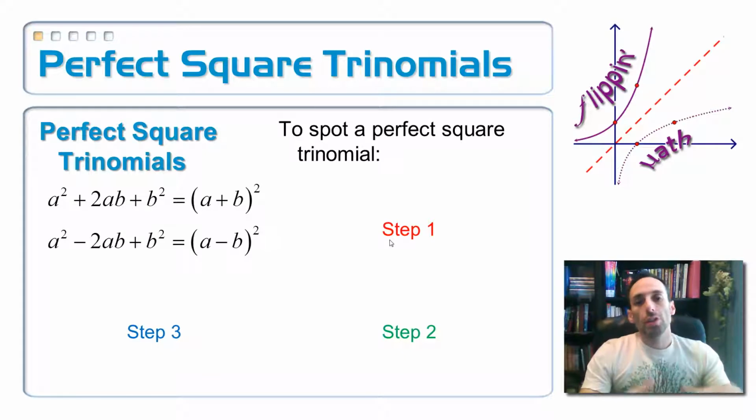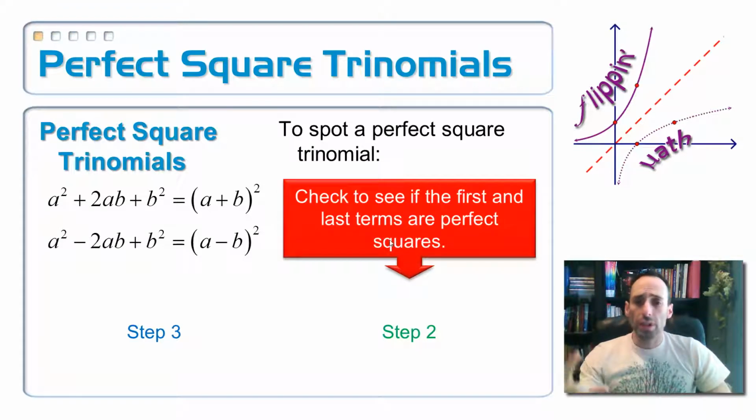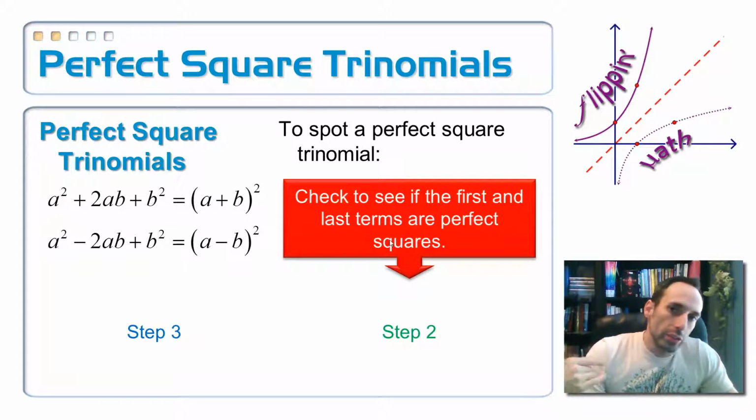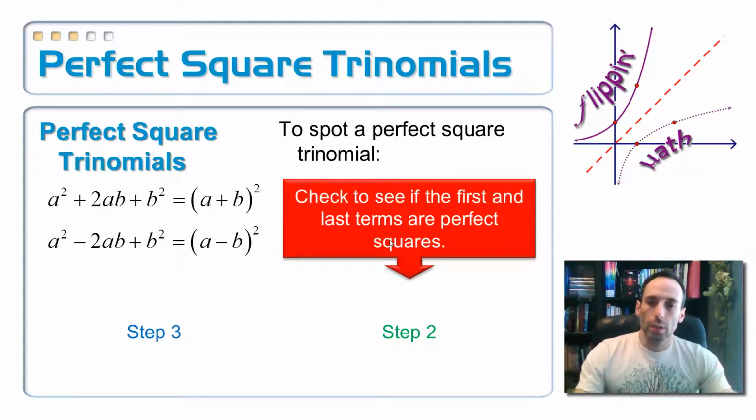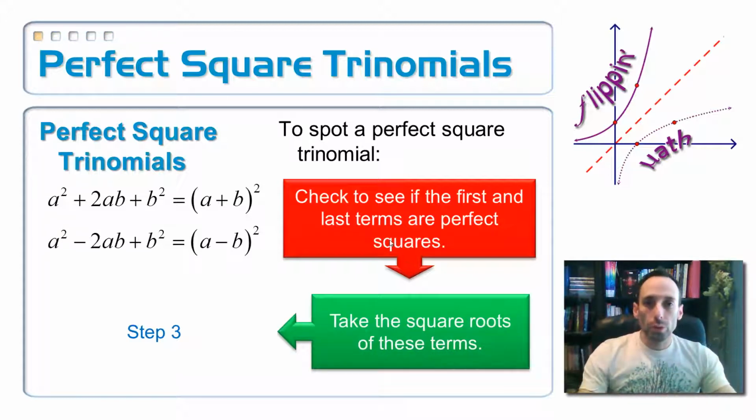So here's how you can spot a perfect square trinomial. This is what you do. Step number 1, you're going to check to see if the first term and the last term are perfect squares. Usually the first term is something like x squared, so of course that one would be a perfect square. And then the last one, you have to know your perfect squares. Things like 1 and 4 and 9 and 25, things like that. If that's the case, then step 2, you want to take the square roots of those terms.